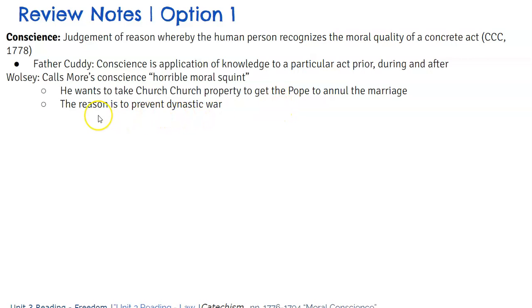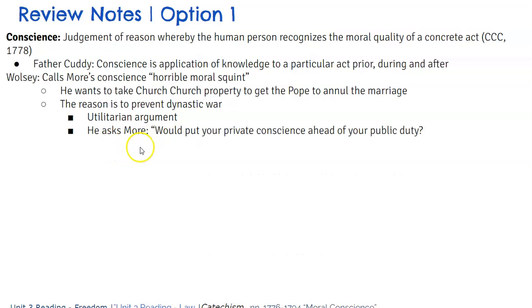What's interesting is Wolsey's reason. He actually has a legitimate and rational reason for this. He wants to prevent dynastic war, because if Henry doesn't have a throne and they don't have an heir, they'll start fighting, and he wants to avoid that. So ultimately, what Wolsey is doing is making a utilitarian argument. He's looking at the consequences of not having an heir, and he thinks that's worse than seizing church land and messing with the Pope and all of that.